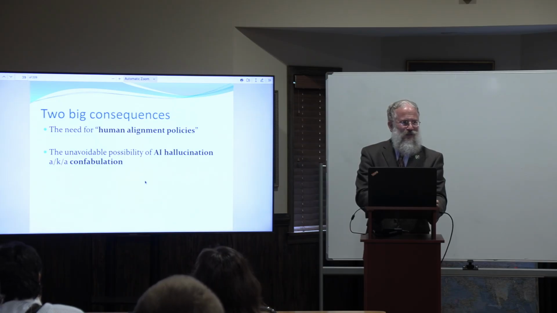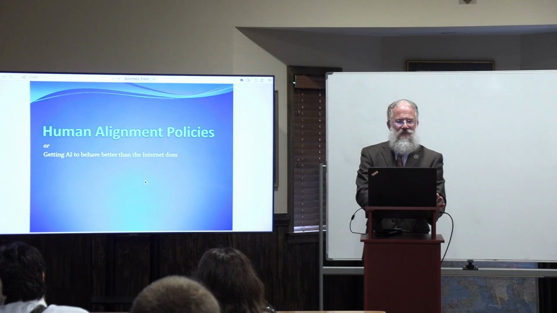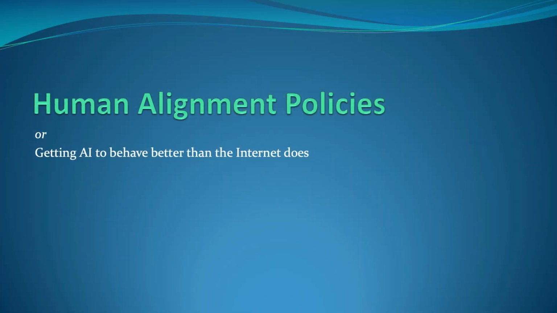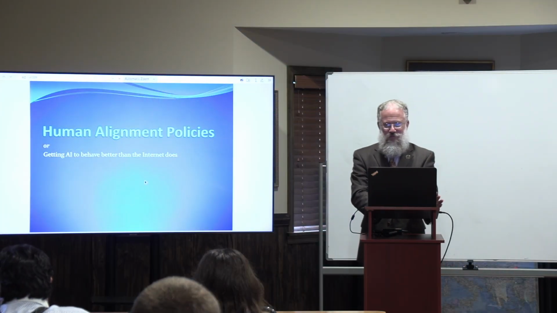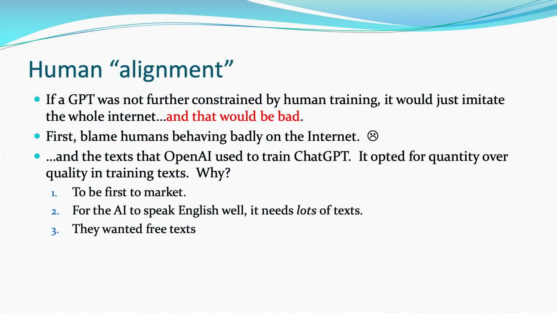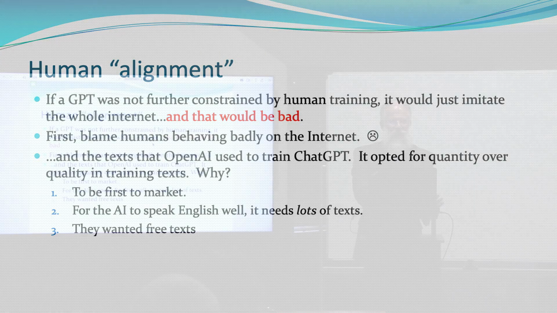Good? So that's what's under the hood, but now we've got to make what's under the hood behave better. So human alignment policies are basically getting AI to behave better than the internet in general does. So if that makes you sad, right, if a GPT was not further constrained, it would just imitate the whole internet, and everybody knows that would be bad.